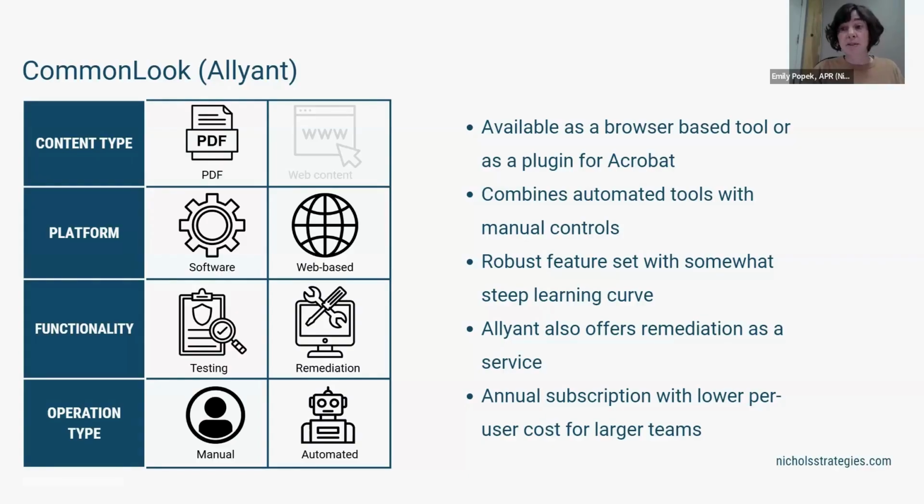I also heard from some users that if you have really complex documents, those automated tools in Equidox might not always be up to the challenge. Common Look maybe is a little bit more robust at handling a more complex document. The pricing structure here is an annual subscription that's based on the number of seats. So if you have a larger team, that per user cost is less, which we often see with software as a service, right?